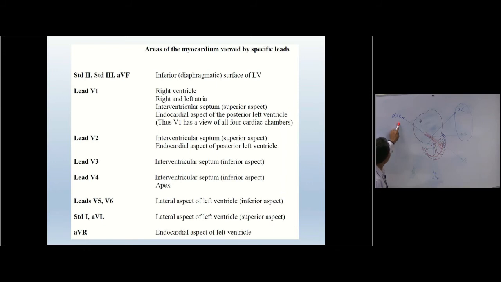Okay. Now, all the electricity is mainly directed away from AVR, so AVR should show all negative waves. On your ECG, if your patient's heart is normal, you will see a negative P wave, mainly deep S waves, and a negative T wave. That's because AVR doesn't receive much electricity.